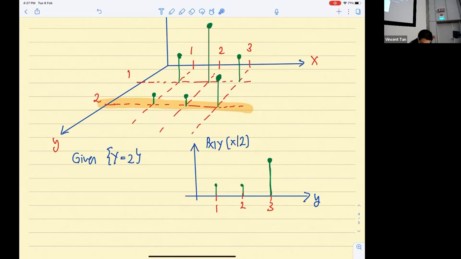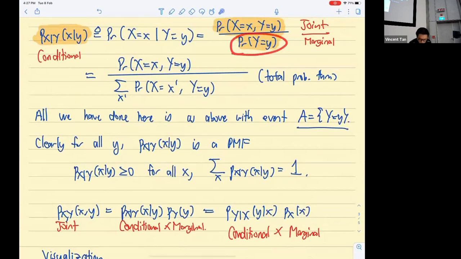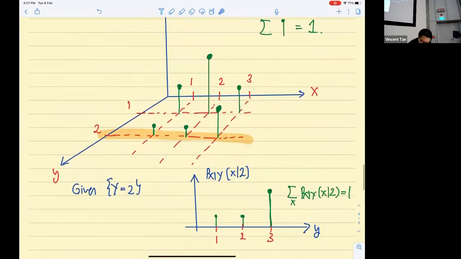And then now we have this scale here, we have this probability mass function here, and very importantly, the sum of P of x given y, x given 2, over all possible values of x must still be equal to 1. So you must renormalize this. That is the purpose of the denominator here, to renormalize, to make sure this is a usual, a traditional, a vanilla PMF. This is a PMF, must be.